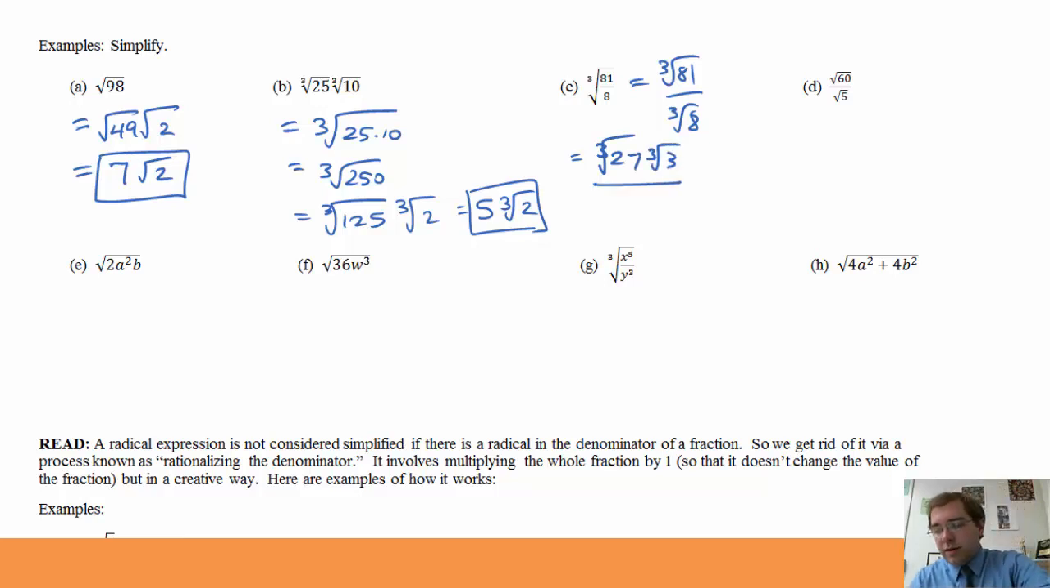Do I know the cube root of 8? That I do know. 2 times 2 times 2, 2 cubed, is 8. Okay, so I keep going. The cube root of 27 is 3, so I replace that with a 3. Then I've got a cube root of 3 all over 2.